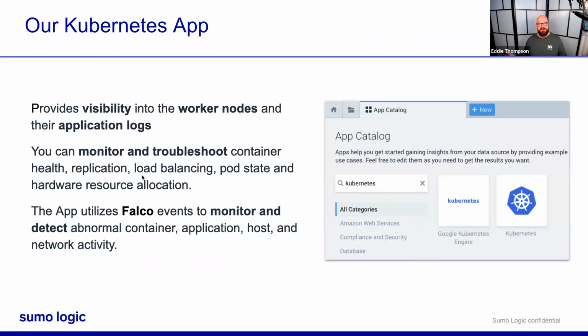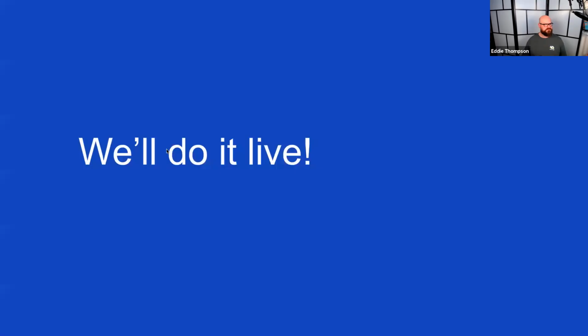So our Kubernetes app, it's all about providing you visibility. So both into the worker nodes and their application logs, but also the key metrics that you're using to monitor and troubleshoot container health, replication, load balancing, pod state. The other thing we do is we use Falco to monitor and detect security anomalies at that sort of kernel level. So also providing you deep security insights into your Kubernetes environment.